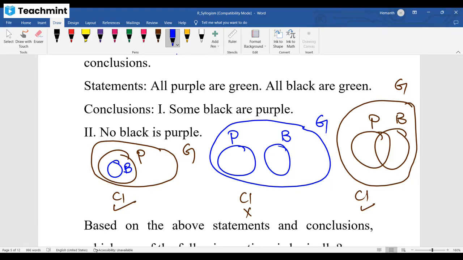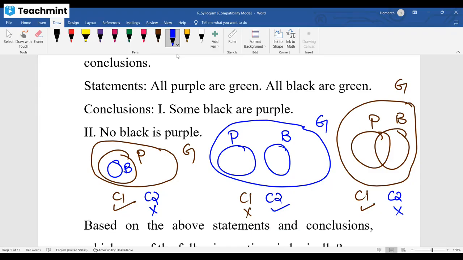In the leftmost, black and purple not connected? Separated? No, they are connected. Second one wrong. Here, second one: black and purple not connected, fully not connected. The connected part, some part is connected, right? No connection means "no black is purple" is correct. There is some correction in the second one.